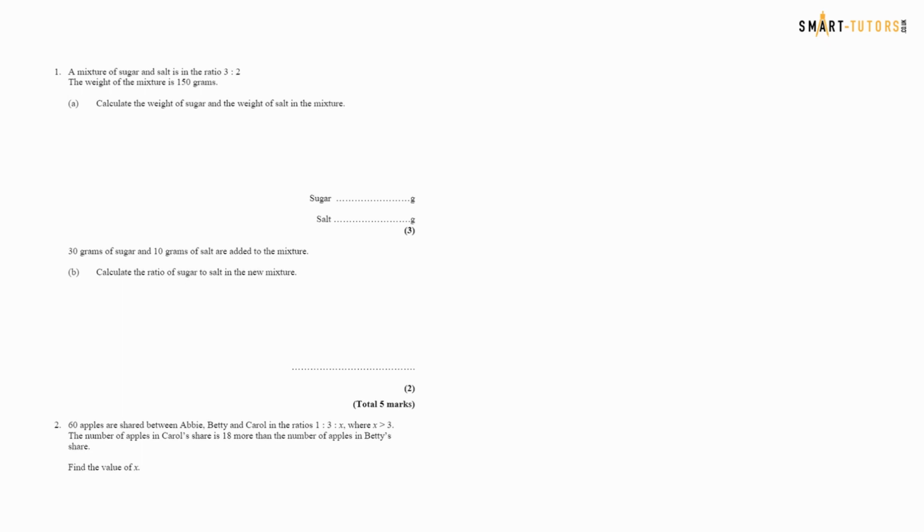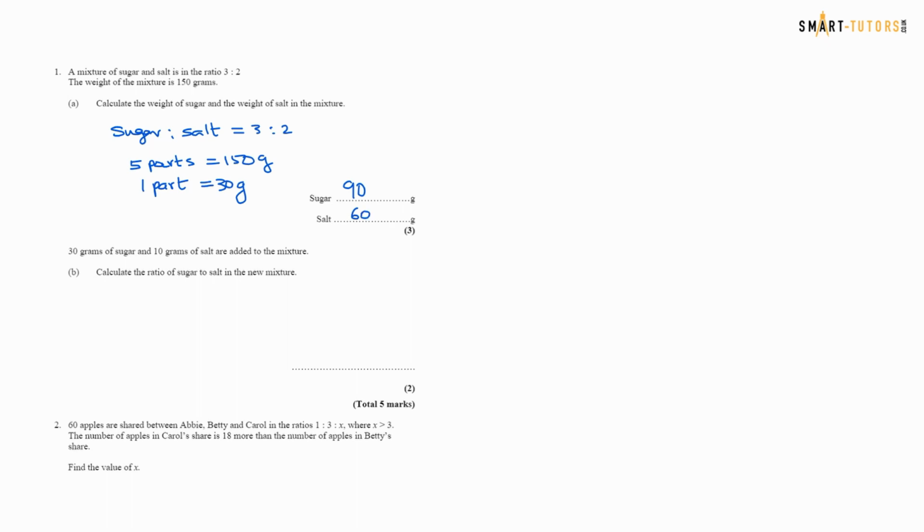So 3:2 is sugar to salt, the proportion is 3:2. So 3 portions and 2 portions, totally 5 portions. So 5 parts equal 150 grams. So for 1 part you need to divide by 5, which gives 30 grams. So 30 grams times 3 is going to be 90 grams of sugar. 30 grams times 2 is 60 grams of salt.